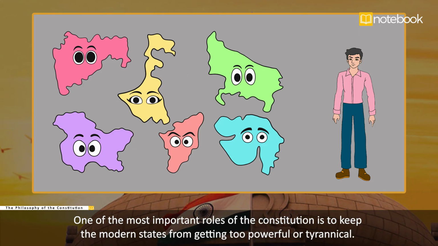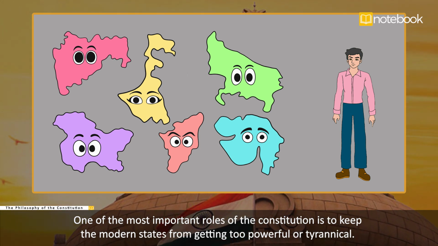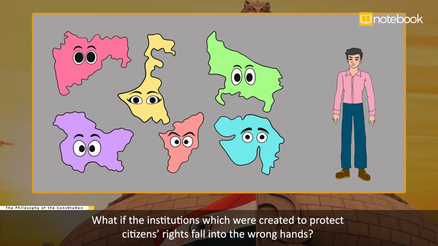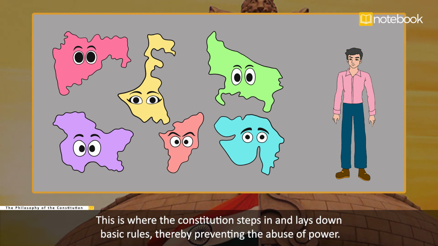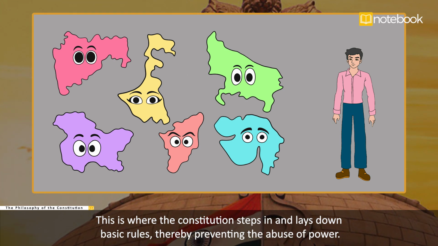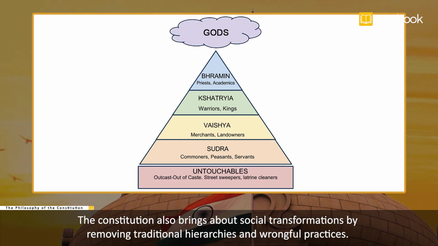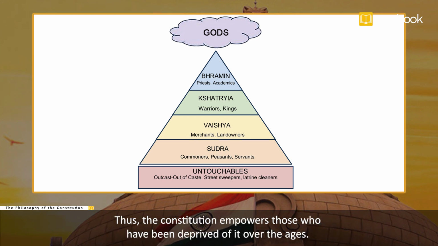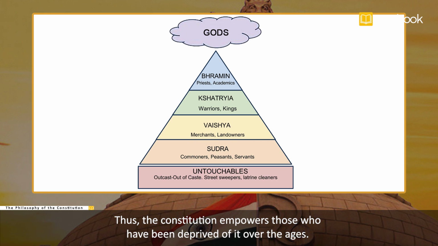One of the most important roles of the Constitution is to keep the modern state from getting too powerful or tyrannical. What if the institutions which were created to protect citizens' rights fall into the wrong hands? This is where the Constitution steps in and lays down basic rules, thereby preventing the abuse of power. The Constitution also brings about social transformations by removing traditional hierarchies and wrongful practices. Thus, the Constitution empowers those who have been deprived of it over the ages.